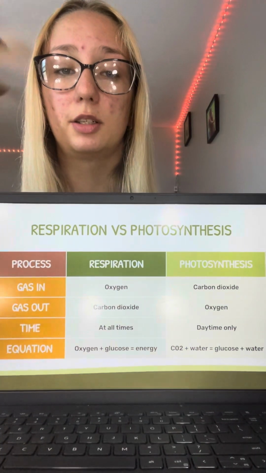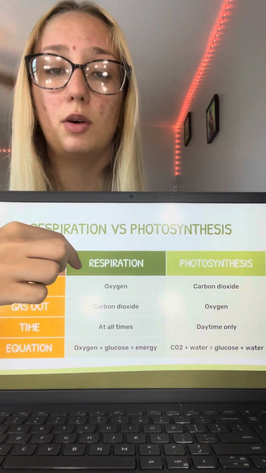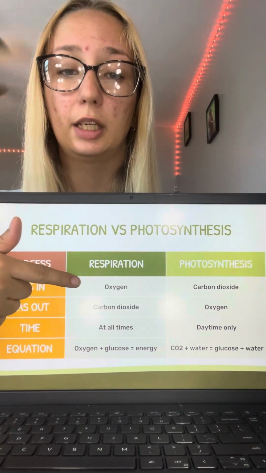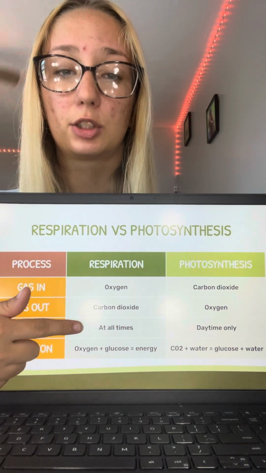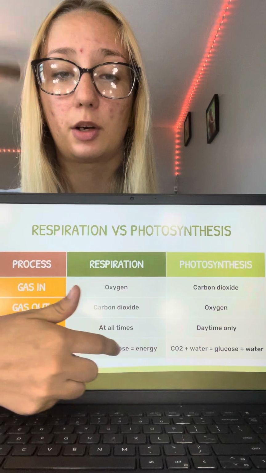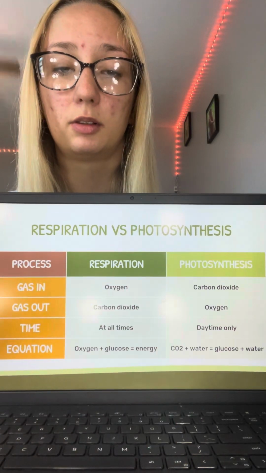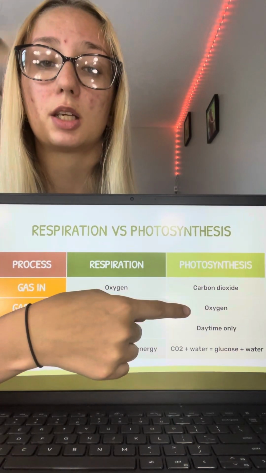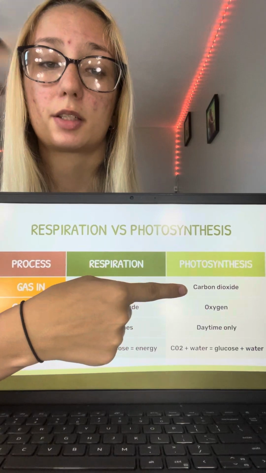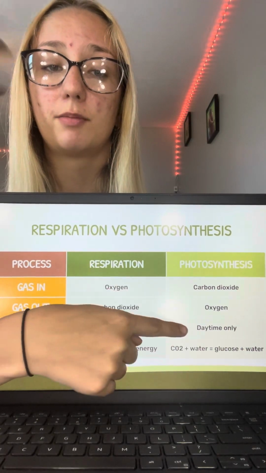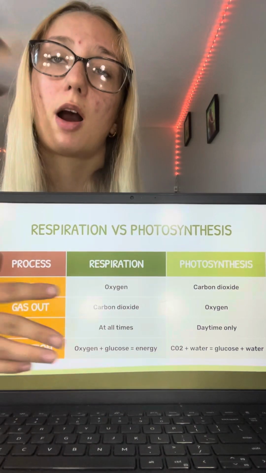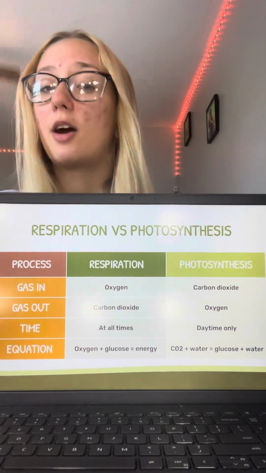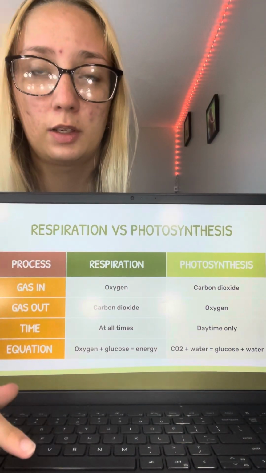Here you can notice the difference in each of these. So in respiration, you are bringing in oxygen, putting out carbon dioxide. This is how much time it takes, and this is your equation. In photosynthesis, you are taking in carbon dioxide, putting out oxygen. Here's the time, and here is your equation. So think about how these can be compared to each other and how they can connect to each other.